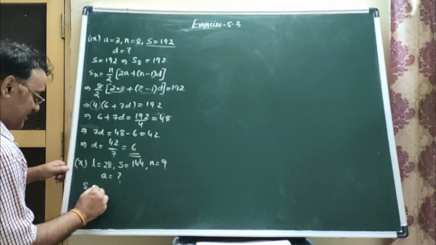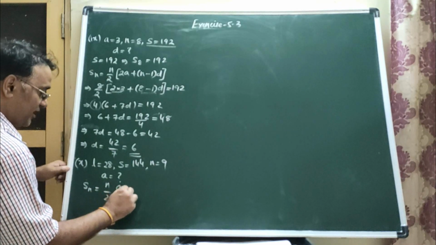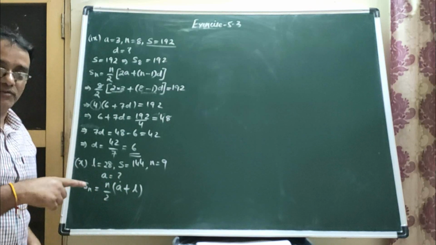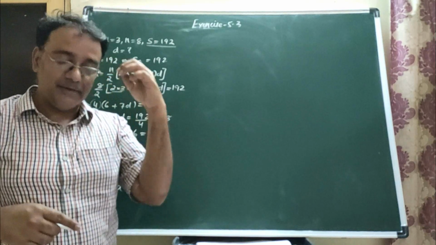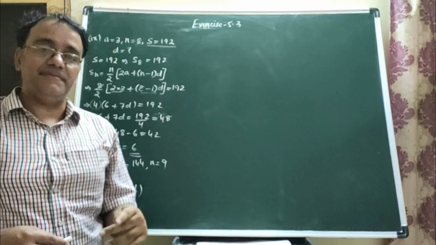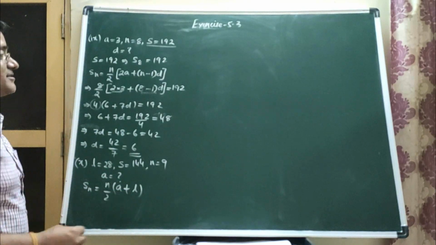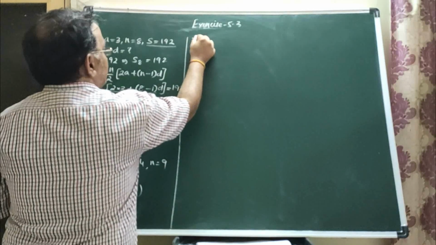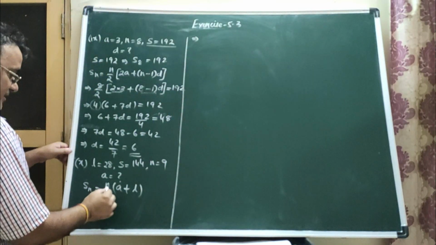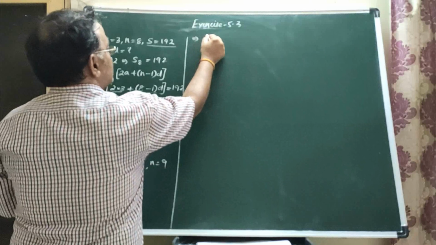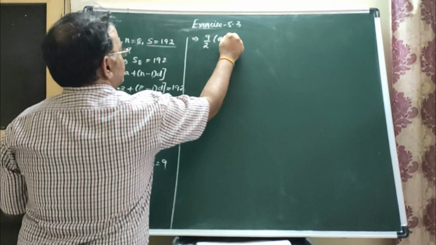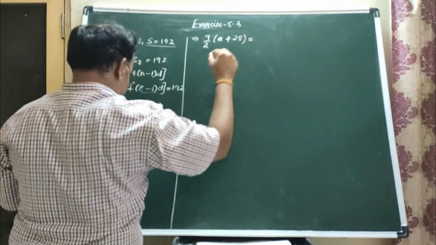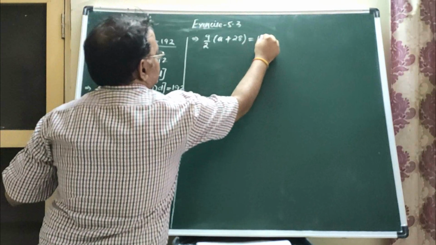सो वी हैव Sn is equals to n upon 2 a plus l. Why I am writing l? क्योंकि मैंने l वाला भी फॉर्मूला बताया. कभी कभी am को हम लोग l से डिनोट करते हैं तो हम लोग ये वाला भी फॉर्मूला लिख सकते हैं यहाँ पर. Now this will imply n by 2 that is 9 by 2 a plus 28 is equals to 144.